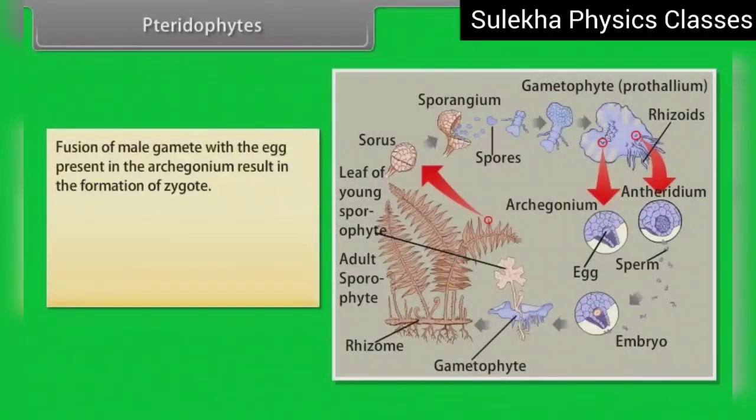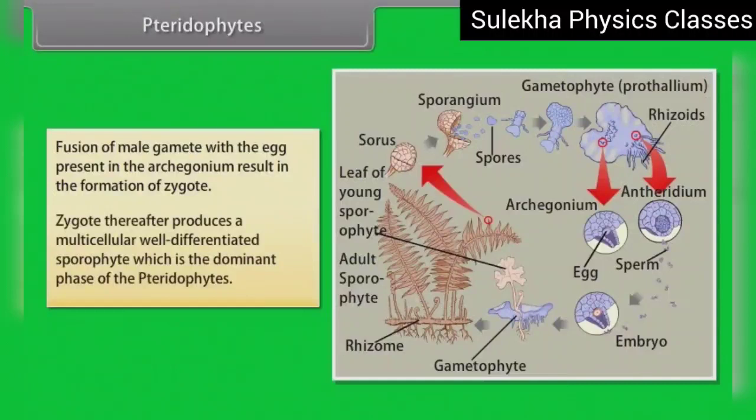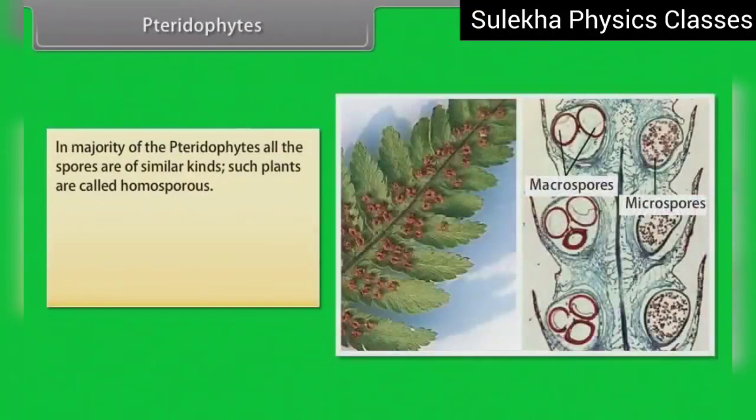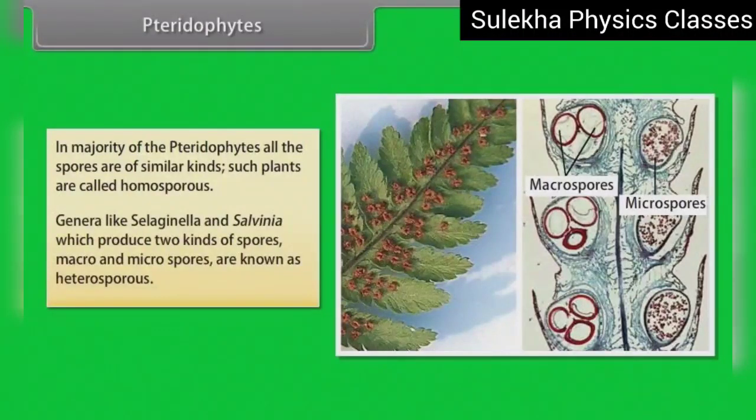Fusion of the male gamete with the egg present in the archegonium results in the formation of a zygote. The zygote thereafter produces a multicellular well-differentiated sporophyte, which is the dominant phase of the pteridophytes. In the majority of the pteridophytes, all the spores are of similar kinds. Such plants are called homosporous. Genera like Selaginella and Salvinia, which produce two kinds of spores, macro and microspores, are known as heterosporous.